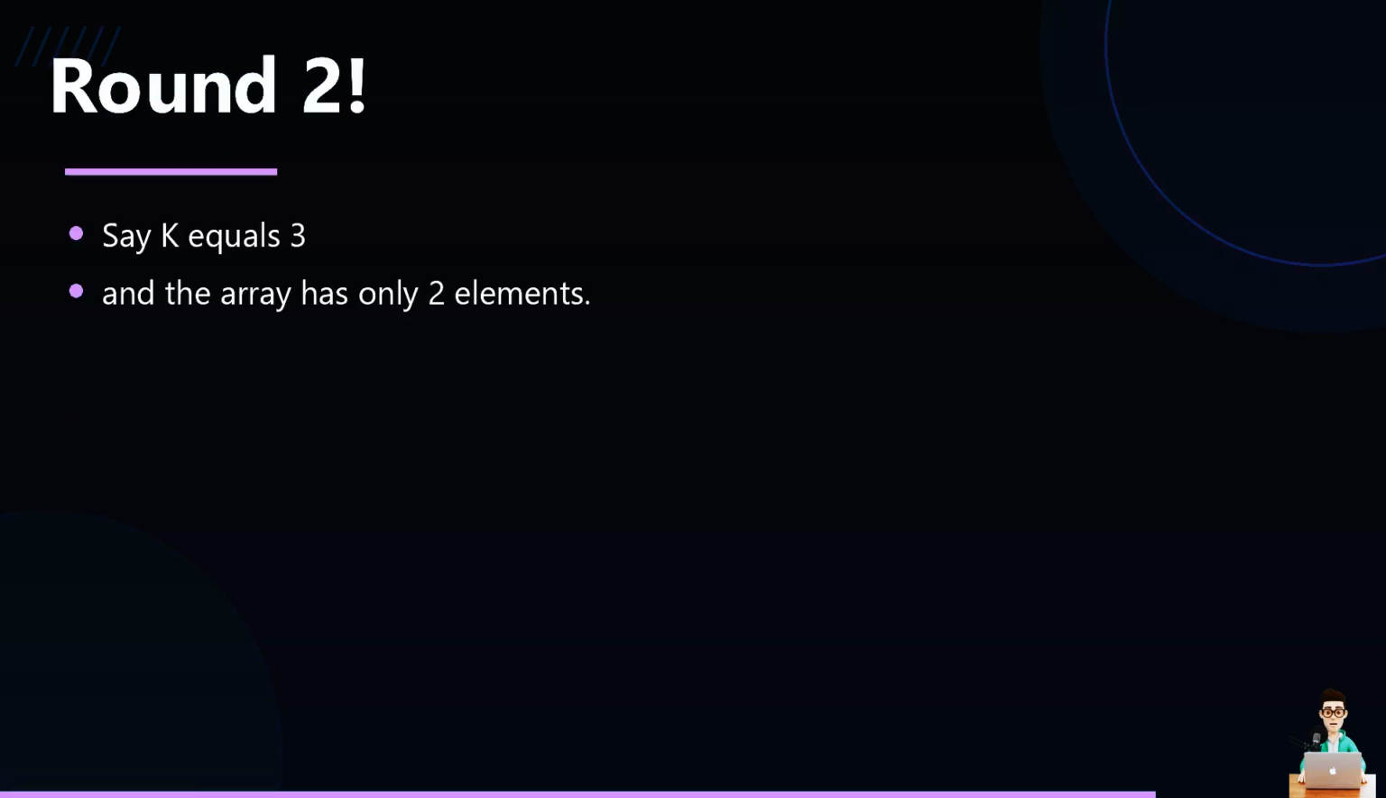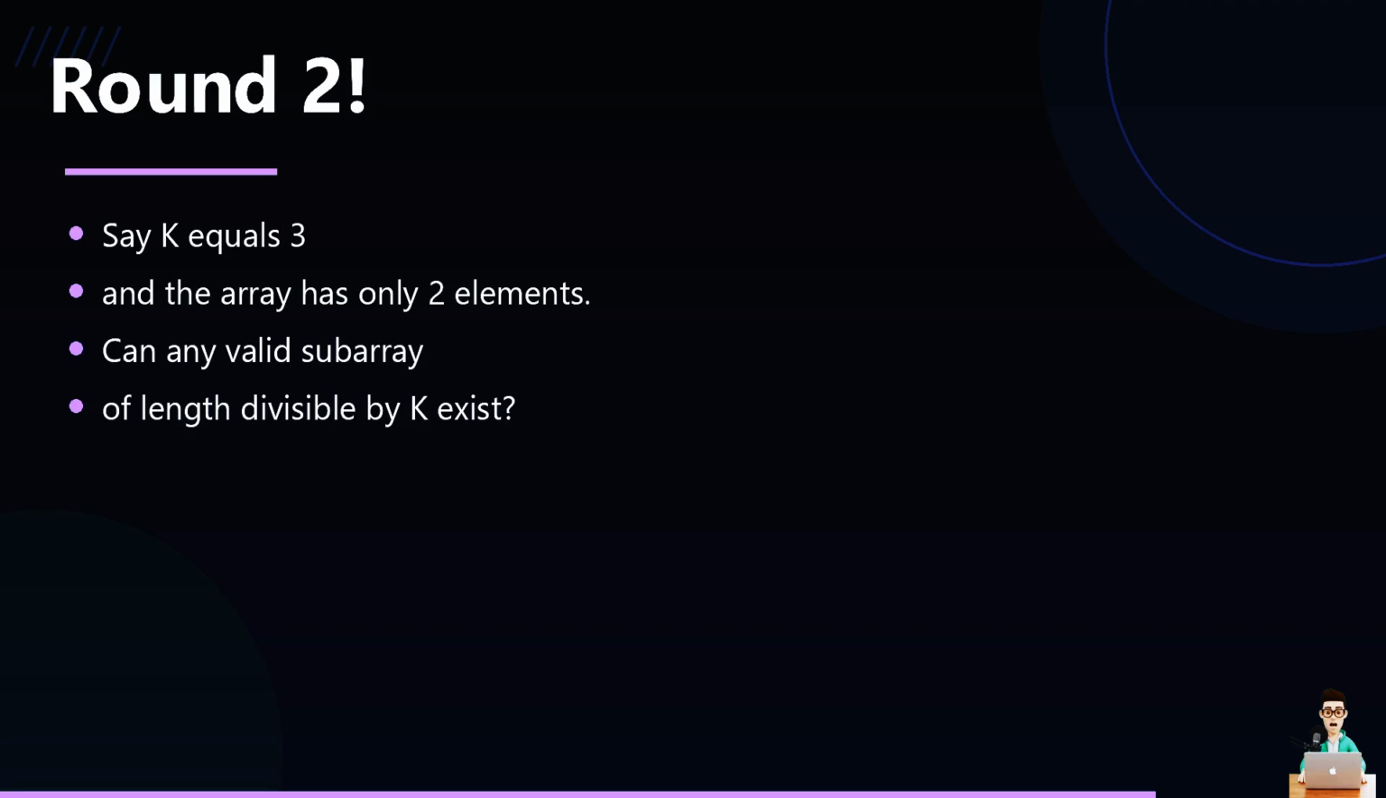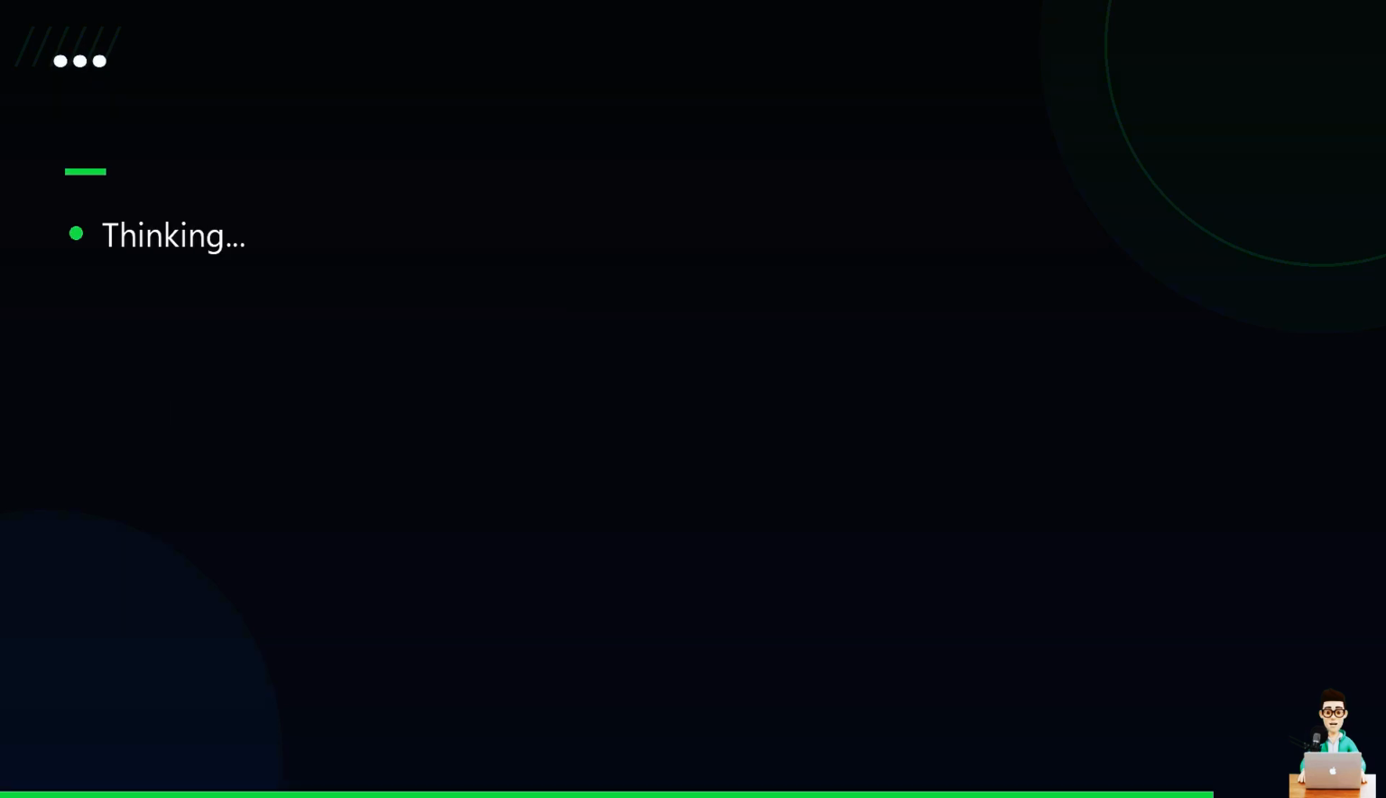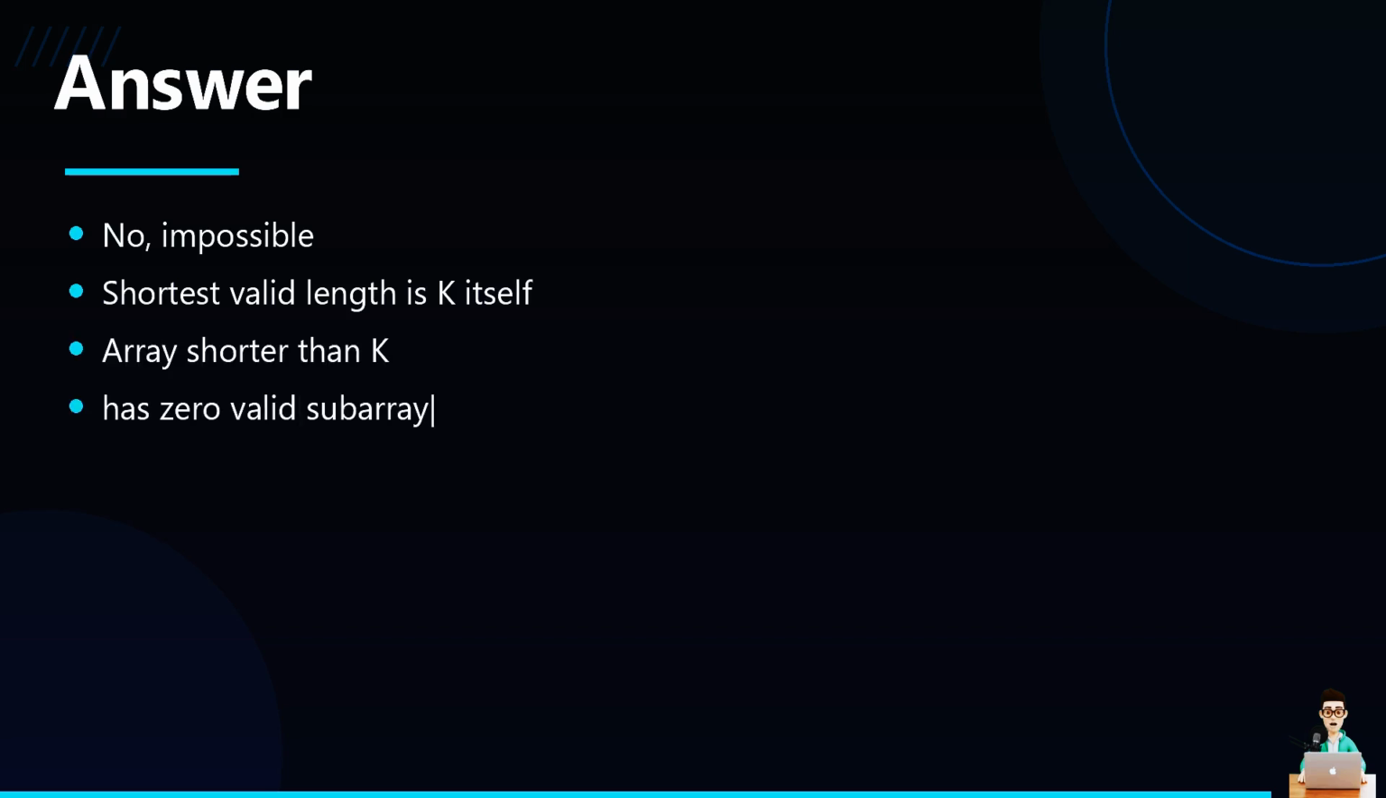Second question: if k is 3, but the array only has 2 elements, can a valid subarray even exist? Pause and think. Think about the shortest subarray length that's divisible by k, and whether the array is even that long. No, it's impossible. The shortest subarray divisible by k has length k, so if the array is shorter than k, there's nothing to find.